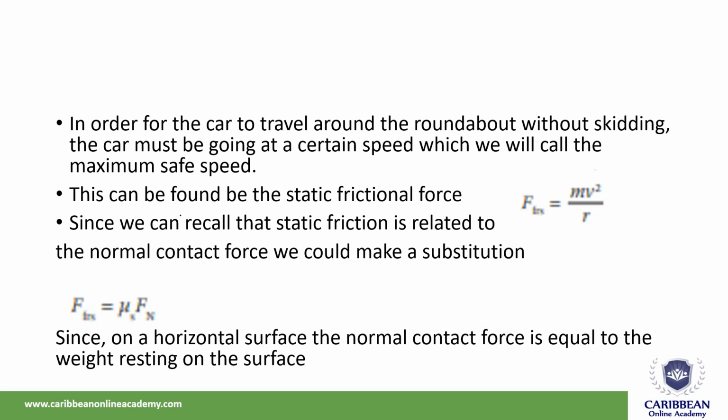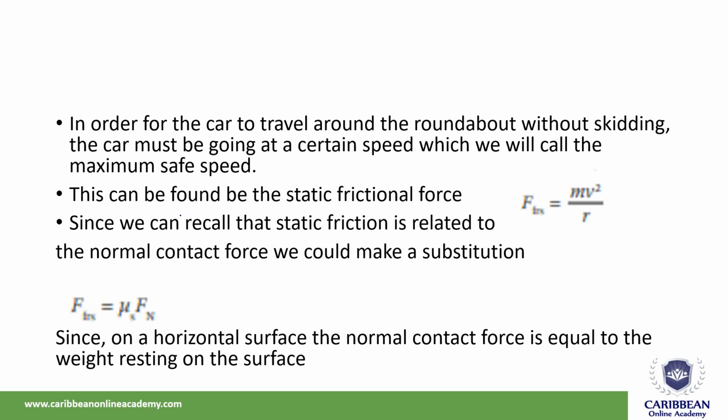And it says that this can be found by the static frictional force, because it's the static frictional force that will prevent the car from sliding. Because remember, frictional force is an opposing force. So that is the force that is preventing the car from sliding when it is moving in a circle. So if that's the case, the centripetal force, the force that is keeping the car in motion in a circular path, is really the static frictional force.